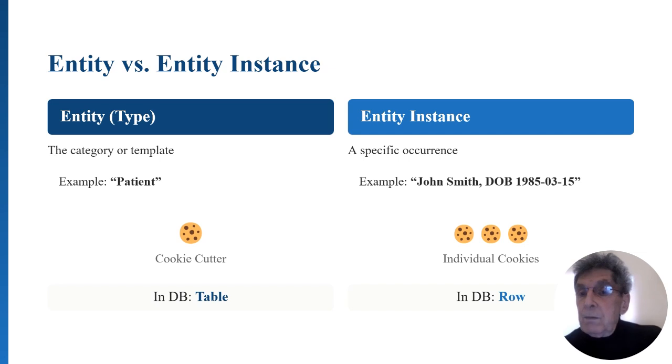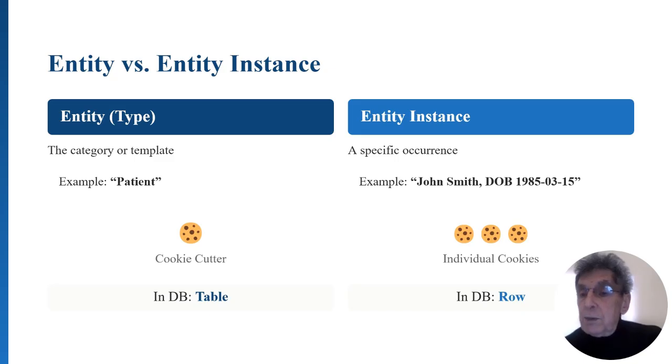The entity, also called an entity type, is the category or template. Patient is an entity. It defines what information we collect about patients in general. An entity instance is a specific occurrence. John Smith, born March 15, 1985, is an entity instance. He's one specific patient.